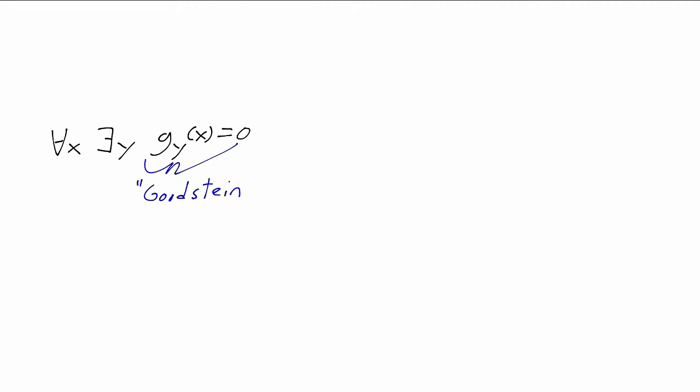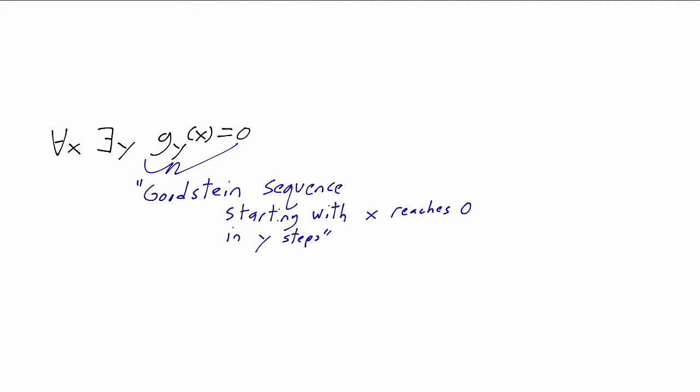We're ultimately interested in Goodstein's theorem. In the language of arithmetic, the way we set it up, Goodstein's theorem is: for every x, there is a y such that g_y of x equals 0. Remember, g_y of x is the function which tells us what the value of the Goodstein sequence starting with x is after y steps. So this says that for every number x, there is some big enough y. So if we look at the Goodstein sequence starting with x, after y steps, we've reached 0.